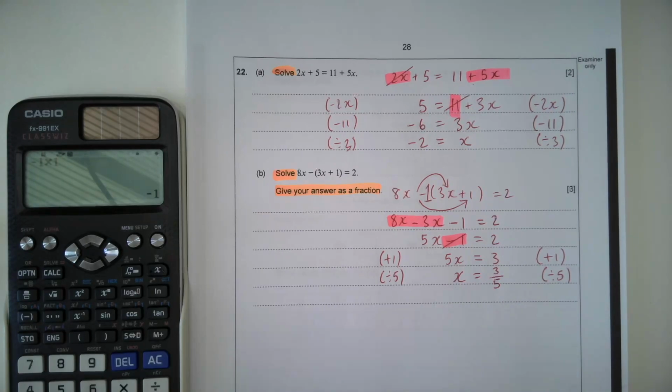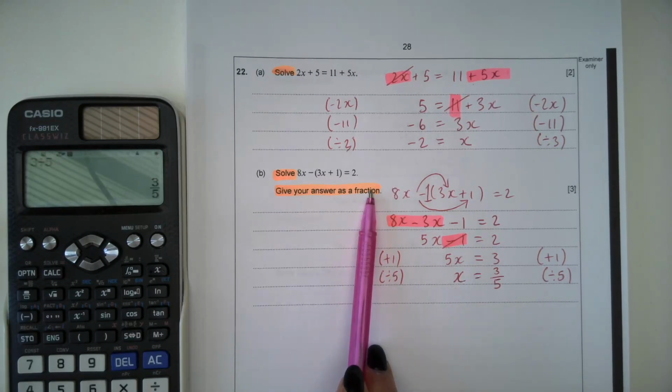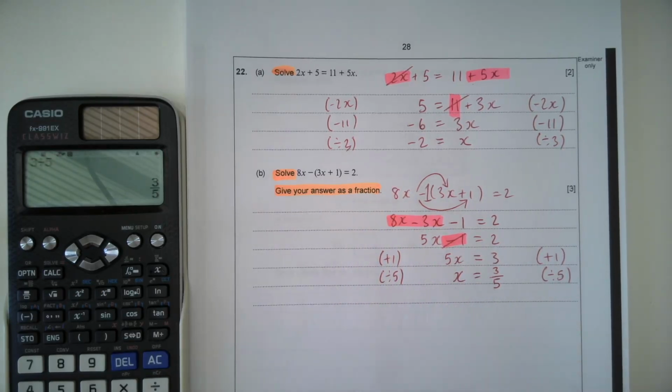If you're not sure what it looks like, put 3 divided by 5 into your calculator and it will show you. It says to give your answer as a fraction this time, so I'm going to leave it exactly as it is.